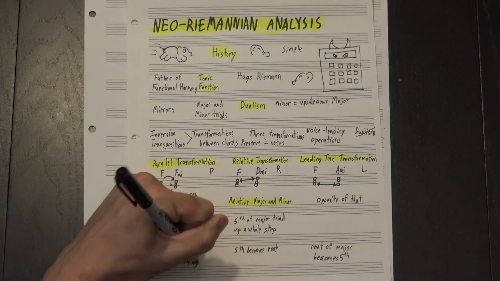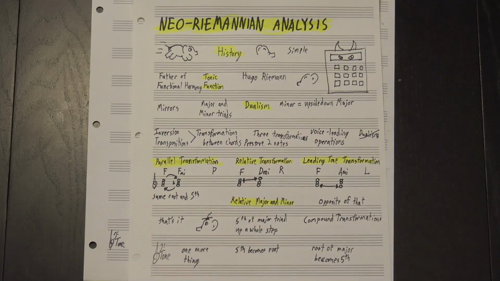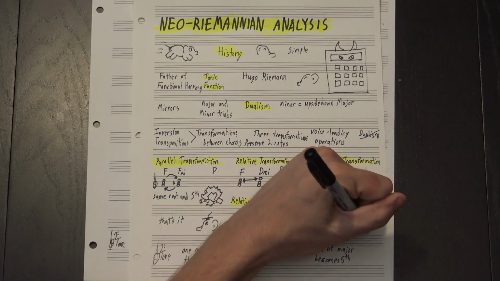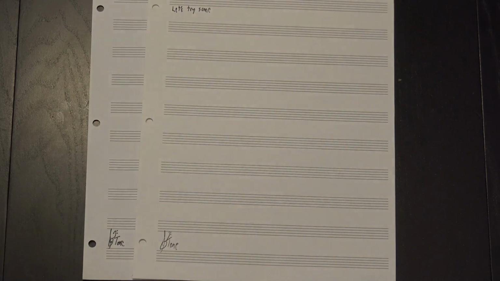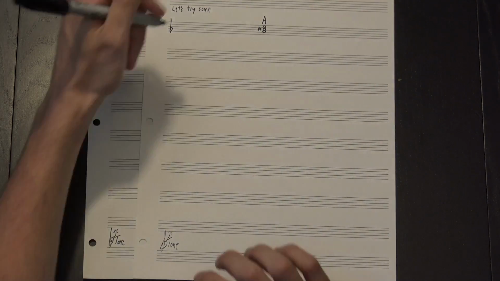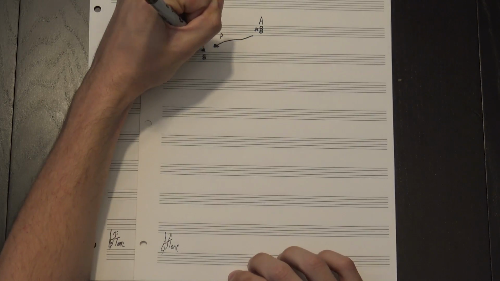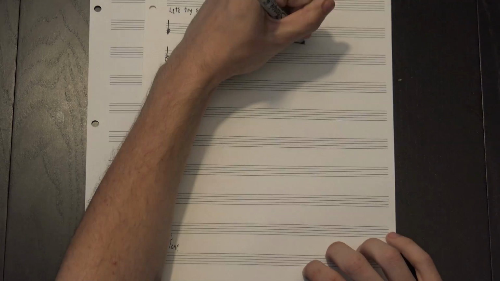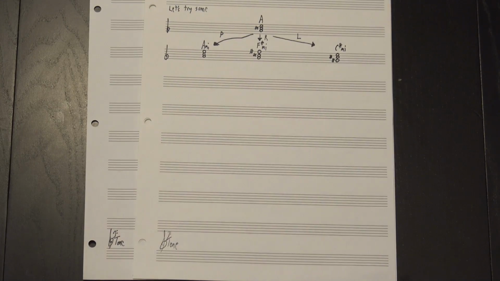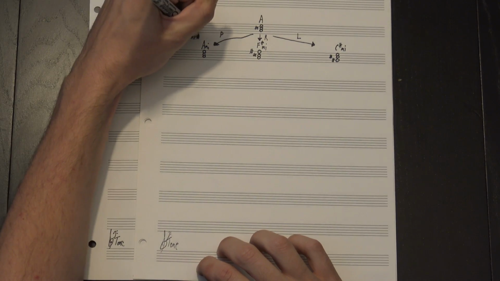Well, okay, there's one more thing. Compound transformations. That is, how many of these transformations does it take to get from one chord to another? Well, let's try some. We'll start on A major. If we do a parallel transformation, we get A minor, a relative one gives F sharp minor, and a leading tone gives us C sharp minor. These are the closest relations A major has.